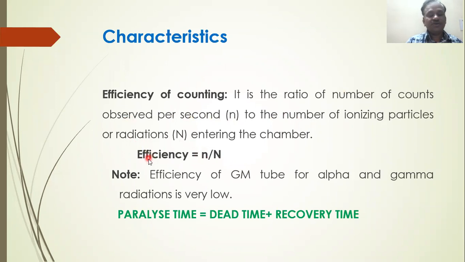Normally, the GM counter is used for beta particles, not for alpha particles or gamma radiations. The efficiency of the GM counter for alpha and gamma radiations is very, very low. Of course, you can measure them, but the efficiency is not so much. That's why we use the GM counter particularly for beta sources.